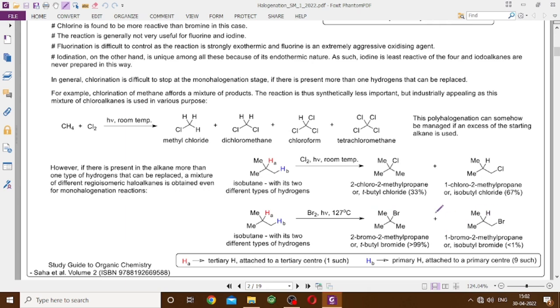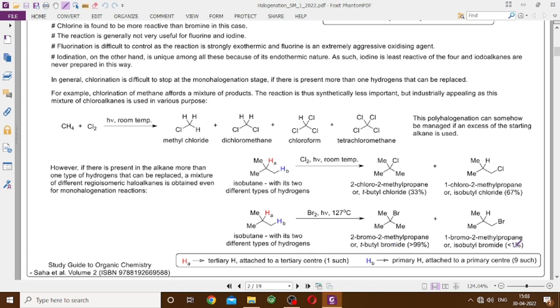But the percentages of the two products are drastically different from what you see in chlorination. In chlorination, you see 33% tertiary butyl chloride, isobutyl is 67%. So the major product is isobutyl chloride, which is arising out of the replacement of the primary hydrogen. But more than 99% of the brominated product is the tertiary butyl bromide. So the replacement of the red tertiary hydrogen accounts for the overwhelming majority of the product.